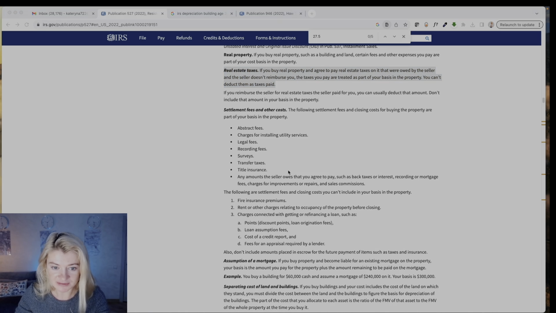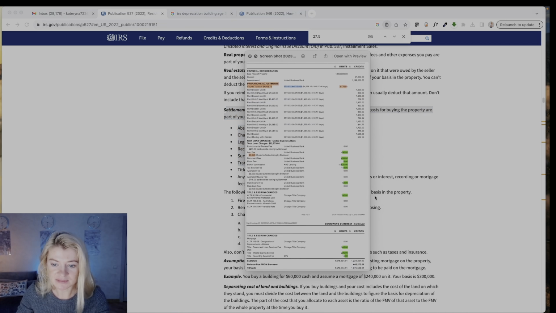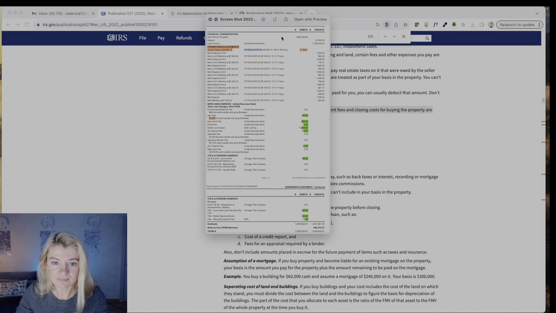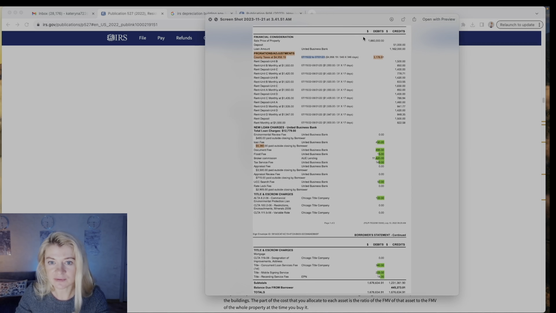So that's an important thing. And here we have lots of settlement fees as well. Let me show you an example of a settlement agreement. It's right here. Here is the sale price of the property, so this would be our cost. And also here are the real estate taxes that I just mentioned.